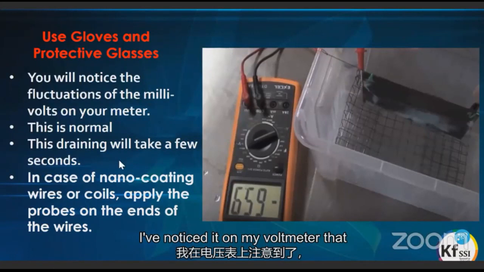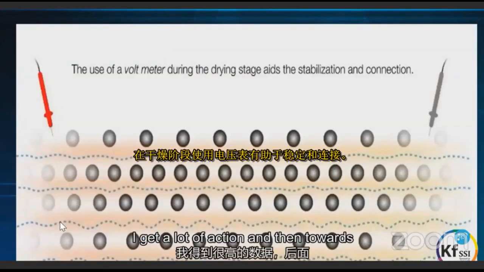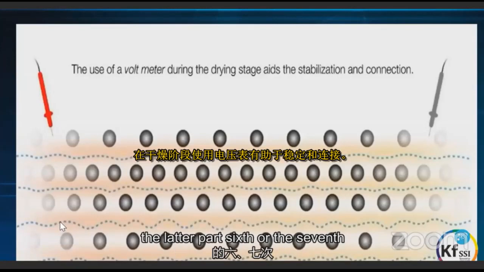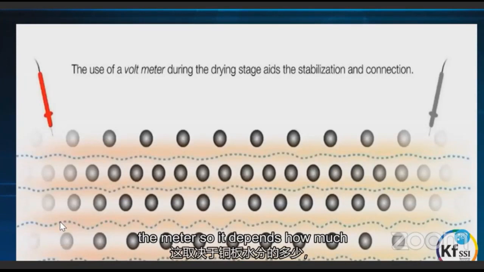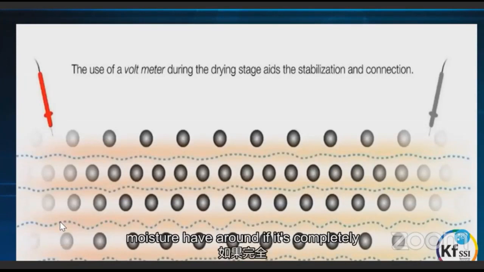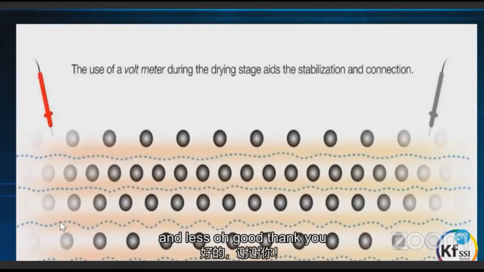So I've noticed on my voltmeter that often on the first couple of drains I get a lot of action, and then towards the latter parts, the sixth or the seventh drainage, there's hardly any register on the meter. So it depends how much moisture you have around. If it's completely dry, probably the voltage which you observe will be less and less. Oh, good, thank you.